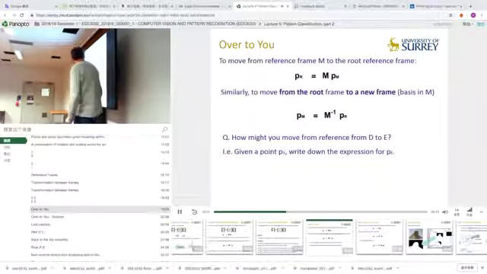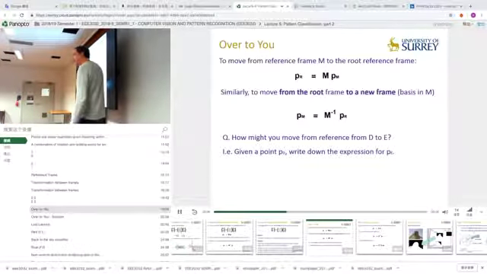If I've got a point that's defined in reference frame D, so a P subscript D, and I've also got the matrix D, and I want to express that point in some other reference frame that's defined by a matrix E, can you write down the expression for doing that?